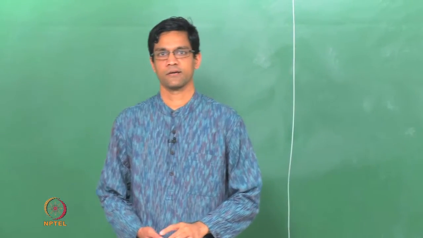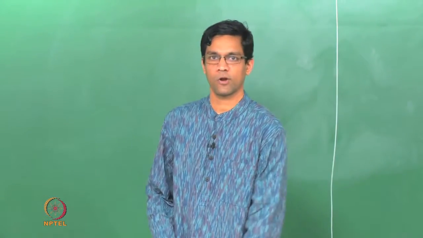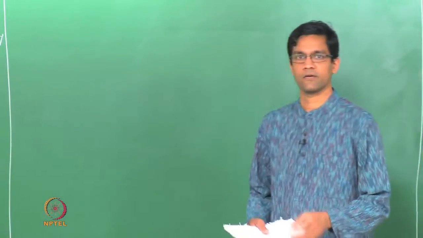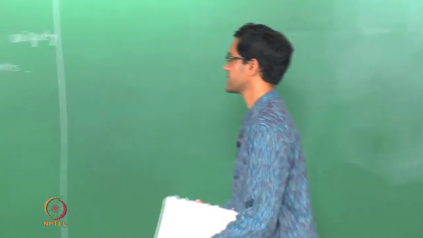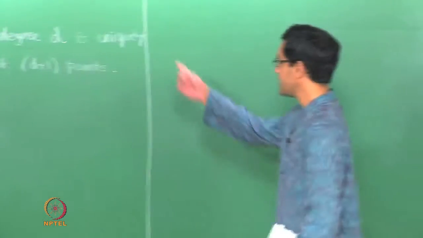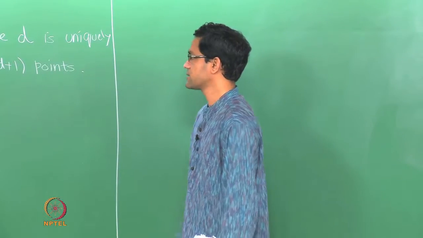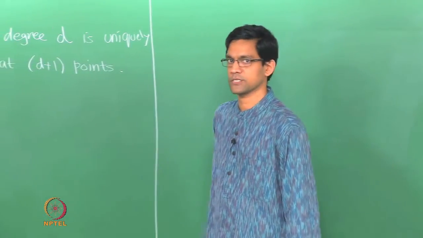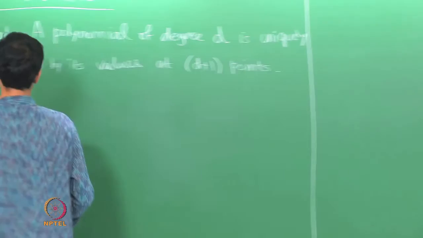Hello and welcome back. So, last time we were talking about polynomials, and we finished with this principle here. It says that a polynomial of degree d is uniquely determined by its values at d plus 1 points. So, what exactly does this mean?